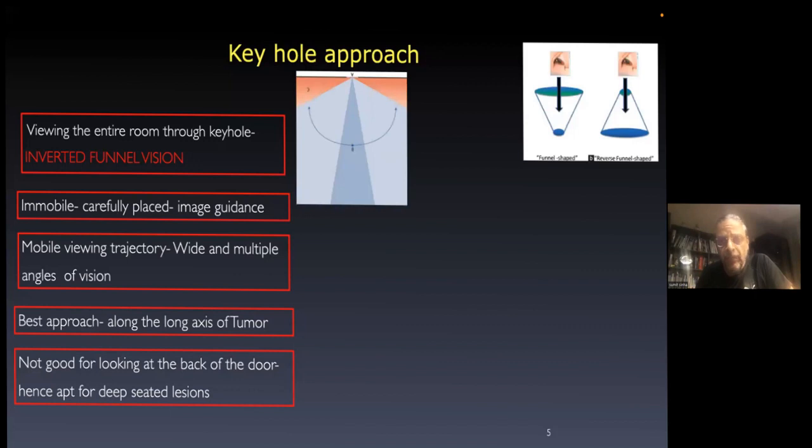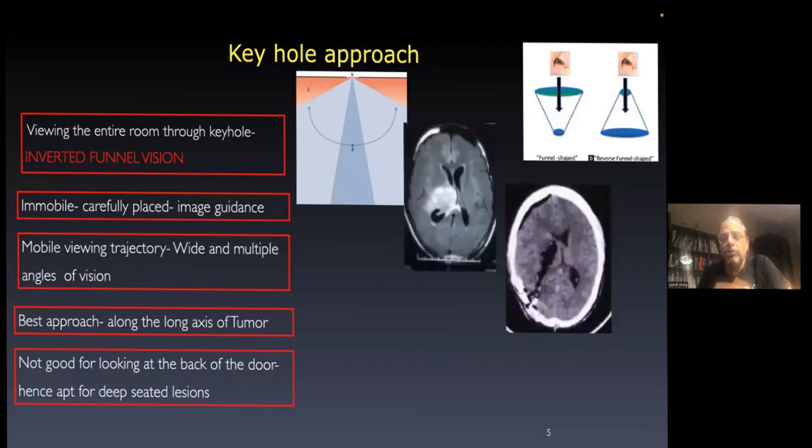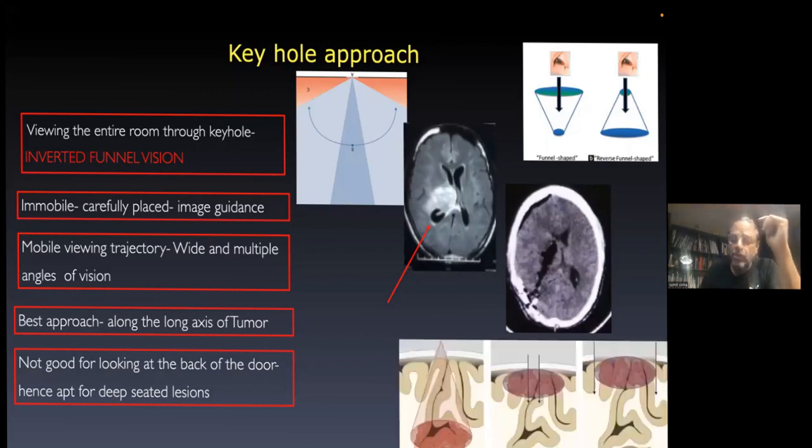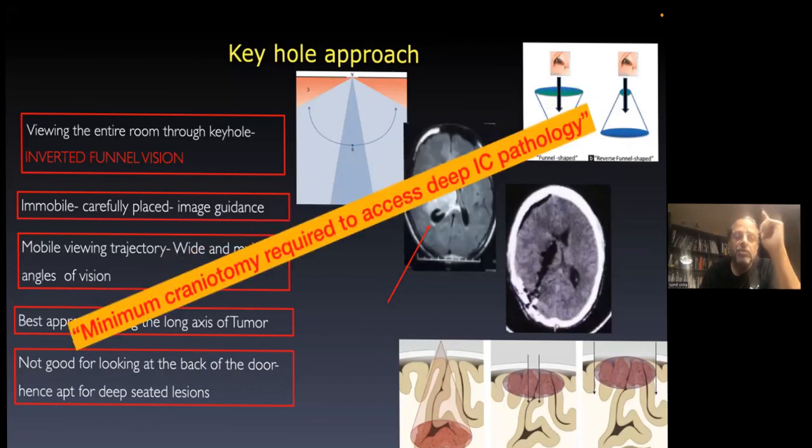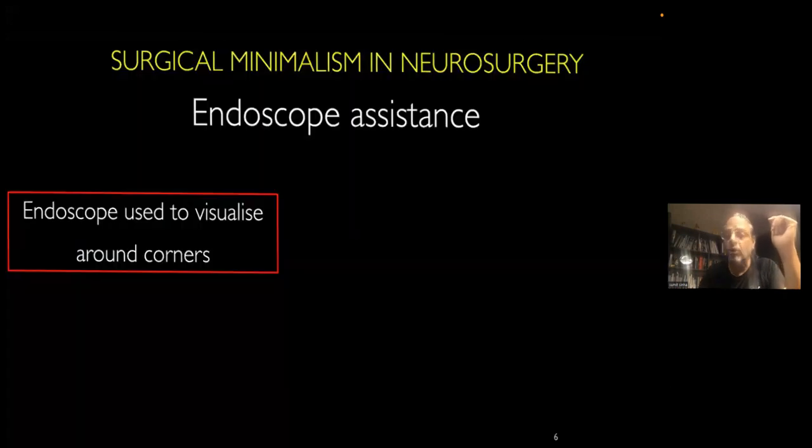Having talked about the keyhole approach, this was one such thalamic glioma, which I operated through the keyhole approach. The long axis principle of this keyhole has been shown: draw a line and then project it to the skull. This is where you have to enter into the tumor through this keyhole. This illustration shows the minimum craniotomy which is required to access a deep intracranial pathology.